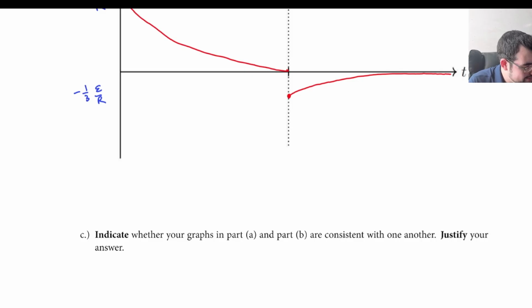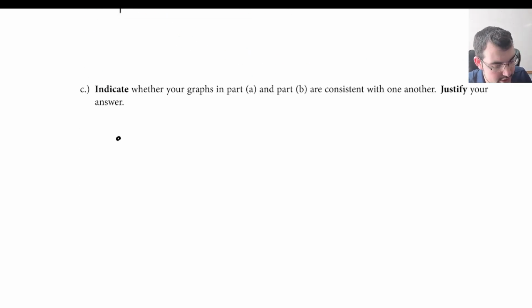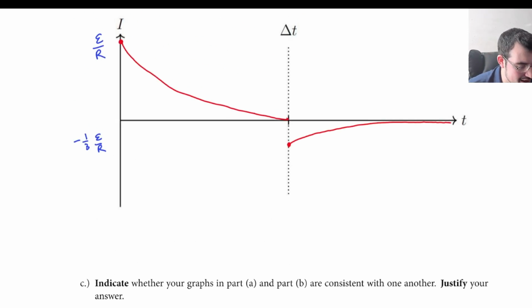Indicate whether your graphs are consistent with one another. Justify your answer. Well, we're just going to say consistent, because if it wasn't consistent, someone probably would have pointed it out by now. Of course, that's not a great answer. Let's see why they're actually consistent.